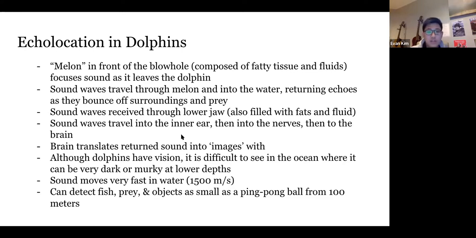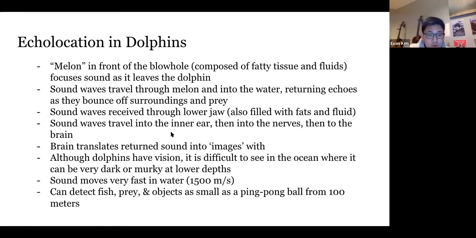What's interesting about this is how you'll note that both the focusing organ and receiving organ are filled with fats and fluids, which play different roles. In the melon, the fatty tissue and fluids actually help concentrate the sound and focus it into a more precise frequency, whereas when sound waves are being received through the lower jaw, they're being essentially refined by being absorbed or soaked up.